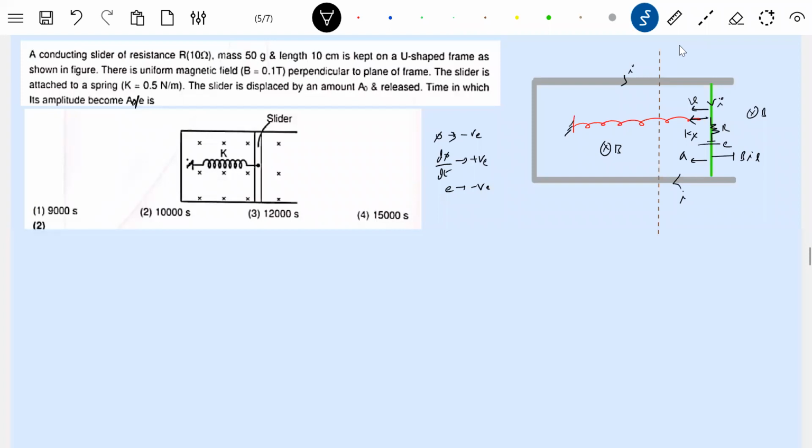Then what is the equation of motion? ma is equal to kx minus BIL. This is m d²x/dt² equals kx minus BIL. What is I? I should be equal to E by R, which is BLV by R.